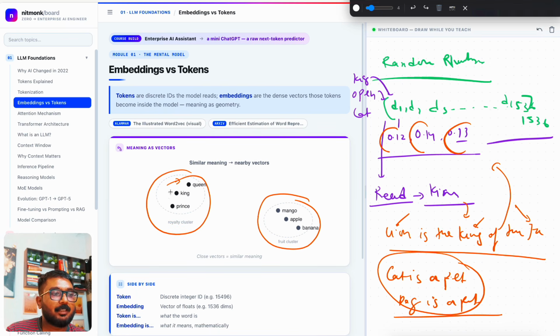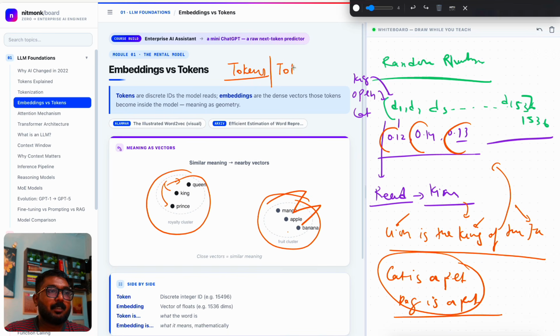So that's where you figure out king, queen, prince, etc. Mango, apple, banana, it's a fruit. I think you got the whole point. You understood tokens as language atoms. You understood token ID as representing those tokens in numbers. You understood the embeddings, right? And you understood the embedding matrix. Now let's try to understand the attention mechanism.